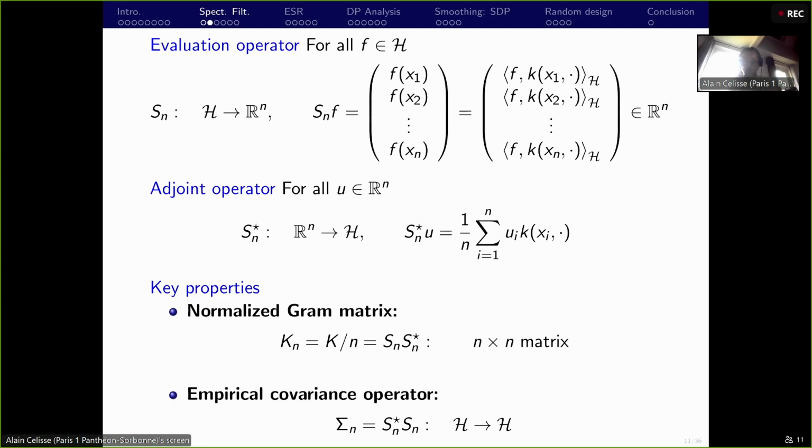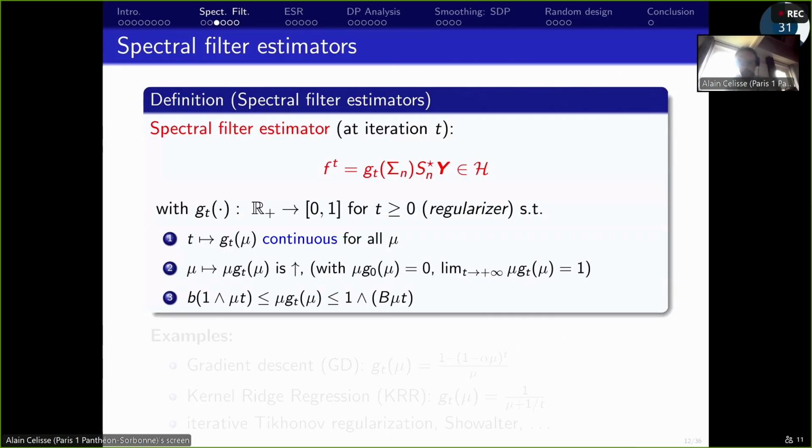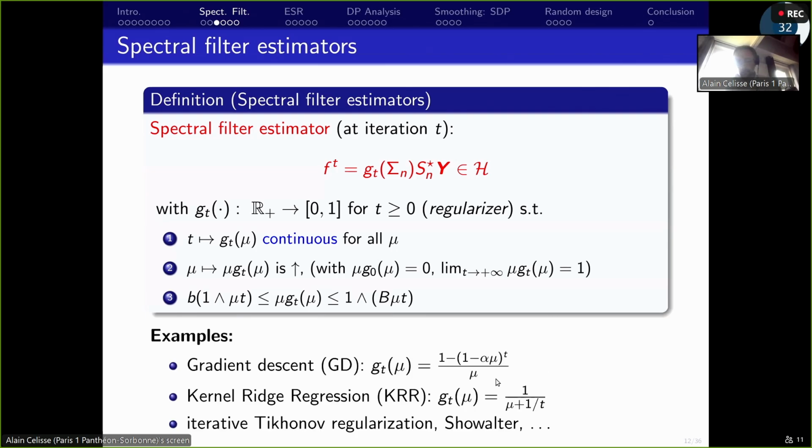Okay, now, since I have this ingredient, I can introduce the more general class of estimators for which what I will say in the following applies. So this is the class of filter estimators, Ft. So Ft is defined from a given function gt, which is called the regularizer. And for instance, if I give you an example, if you choose this function gt, so the regularizer in this way, so for a given step size alpha, then the estimator you get as a result is nothing but the gradient descent iterate after t iterations, ft.